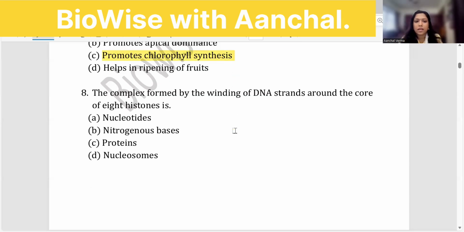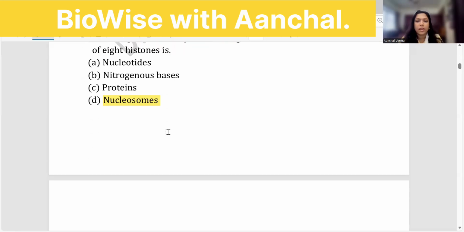Moving to the next, the complex formed by winding of DNA strands around the core of 8 histones. This makes, whatever is the answer, the structural unit of a chromosome. So what is the answer? It's a nucleosome. Now nucleotides, that is sugar, phosphate and nitrogenous base, ATGC, A double bond T and G triple bond C. Proteins, you all know it's a biomolecule, the body building food. Right, moving to the next.